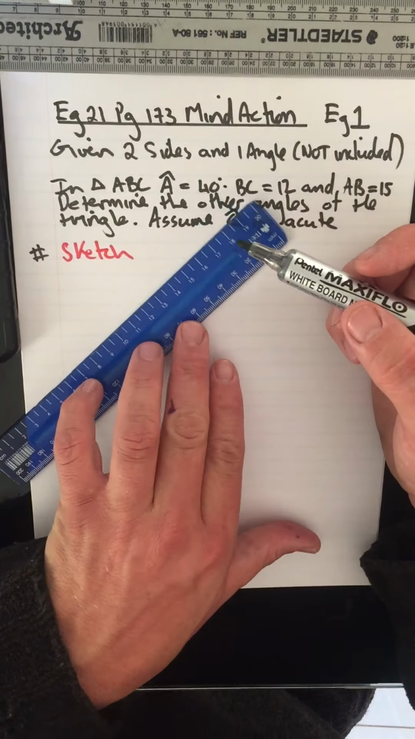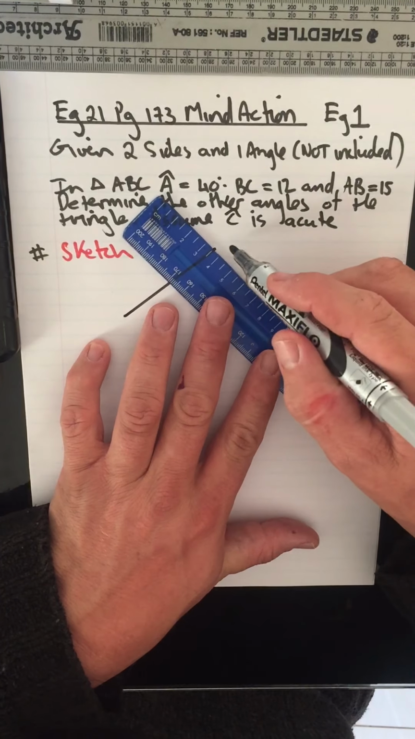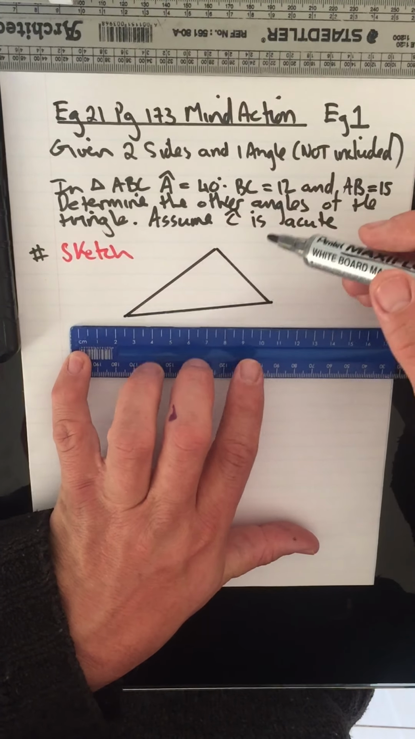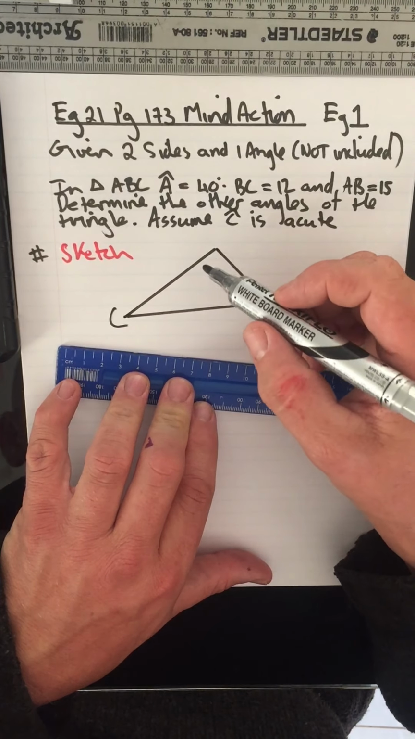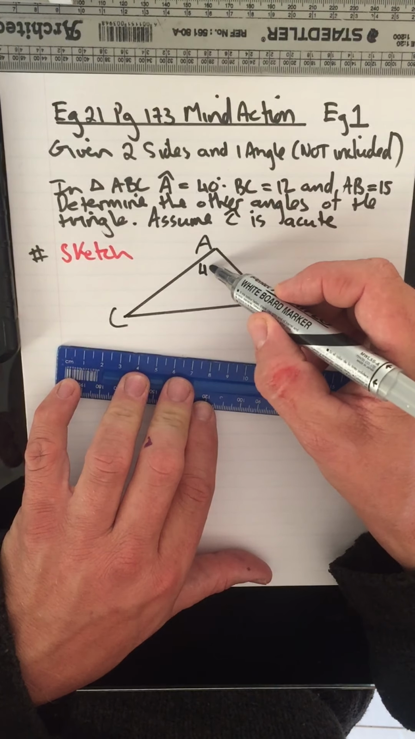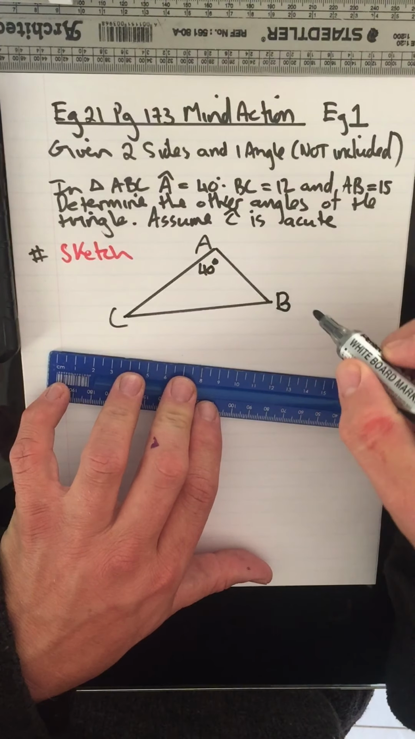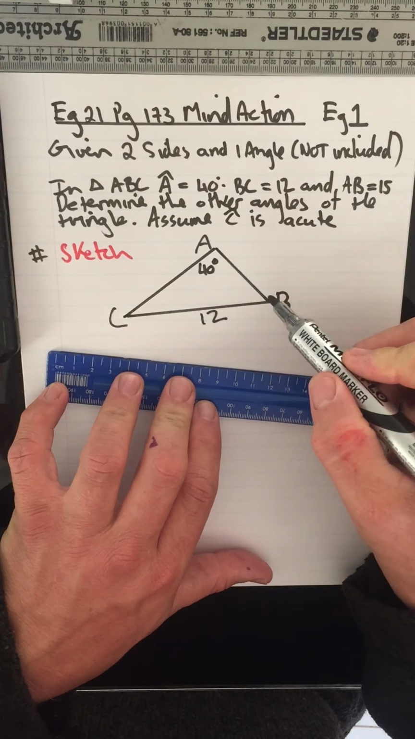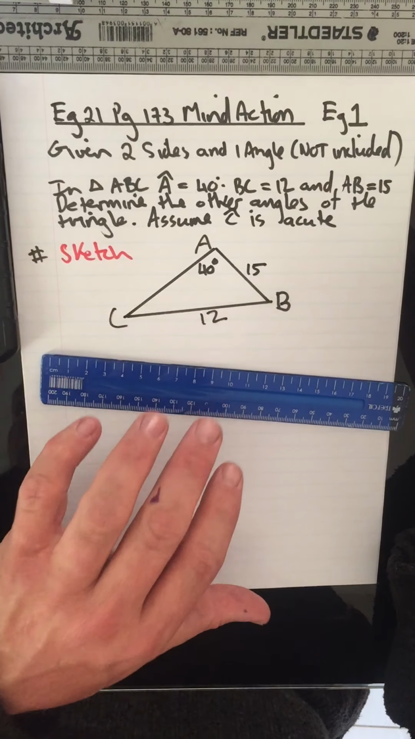So let's draw a triangle. And they've told us C is acute, A is 40 degrees, we need a B, BC is 12 units, and AB is 15 units. So then let's have a look.